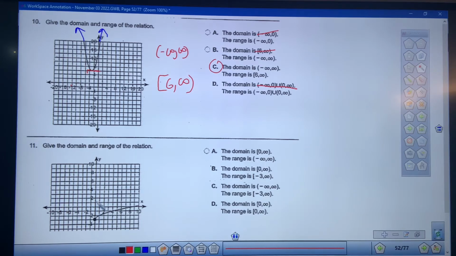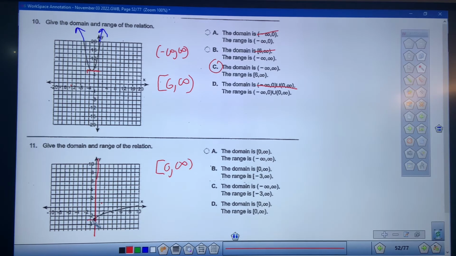All right, the domain is the furthest left x value, which in this case is 0. It's on the x-axis. Sorry, it's on the y-axis. So it's going to be bracket 0, comma, infinity.